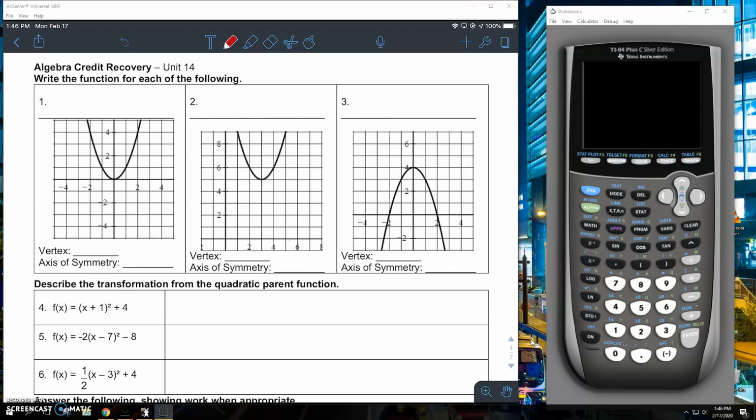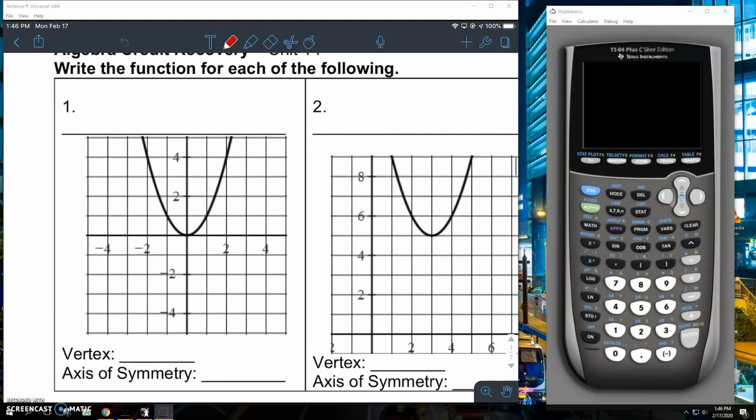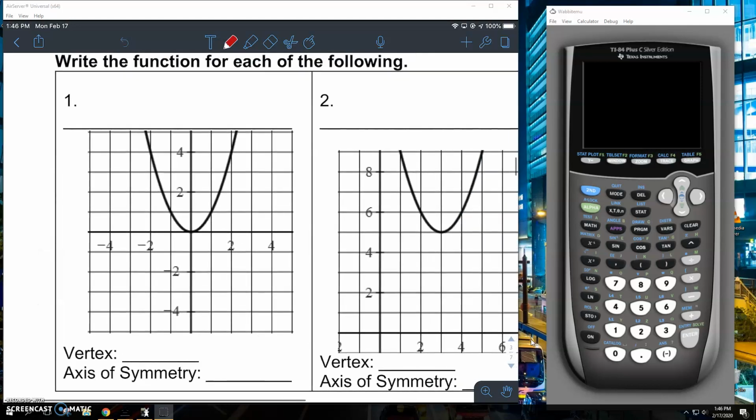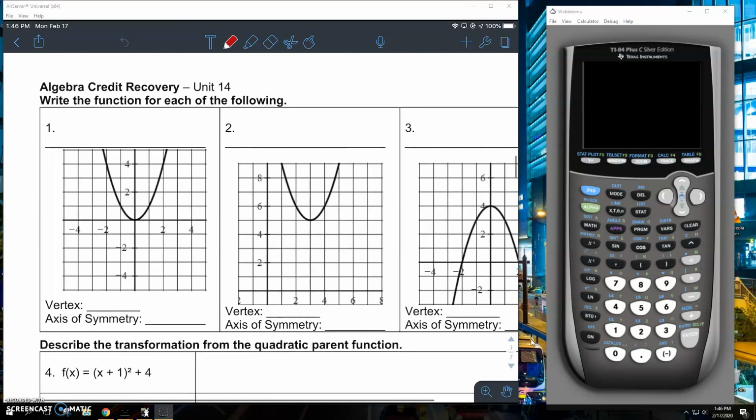This is Algebra Credit Recovery Unit 14. So it says write the function of each of the following. Looking at number 1, these functions make a U shape, and so these are quadratics. I'm going to write these in vertex form, which is y equals a times (x minus h) squared plus k. h and k are your vertex, and that's what we'll be looking for.